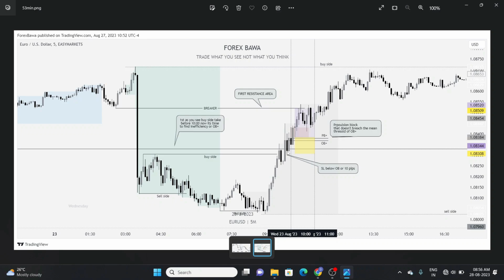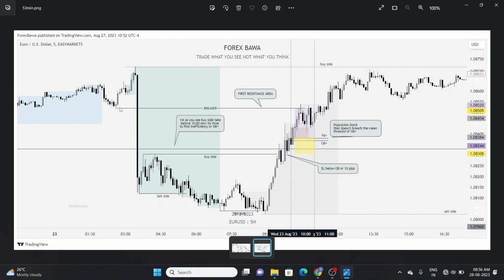Okay, a down close candle within which price does not breach its mean threshold, we call a propulsion block. This is a new term for you, so you can research about it, or if you don't want, you can ignore it. So you can also enter on the wick of this order block. Right, the price got tapped here, we can move our logical stop loss to the low of the order block. Okay, and our target should be 10 pips.